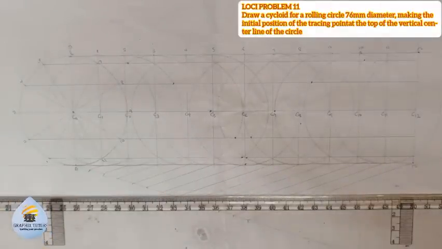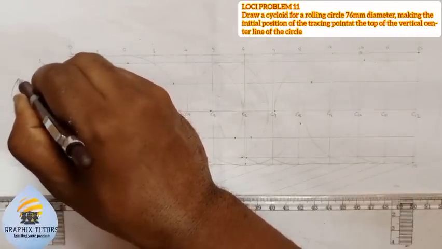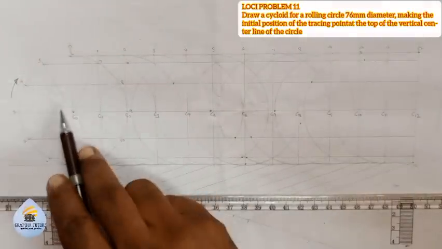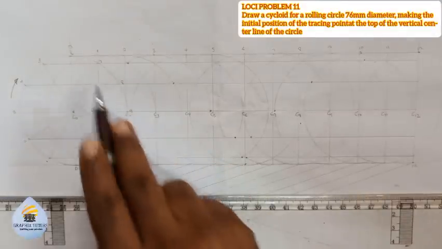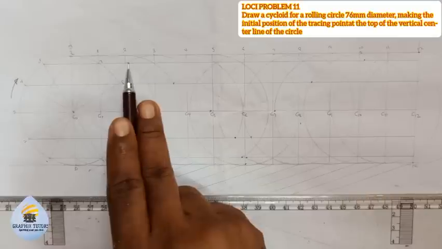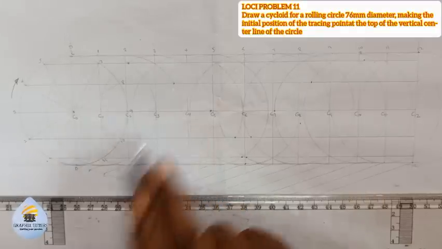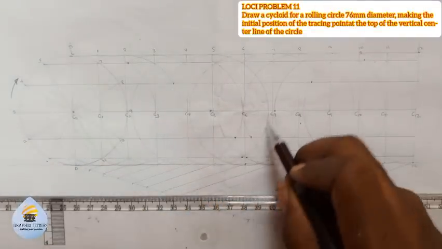So what do you notice? I am going in a clockwise manner, right? As the circle is going clockwise, the lines are coming down. So the first circle touches the first line, right? Second circle touches the second line, and so on. So when it gets here, it starts increasing again.